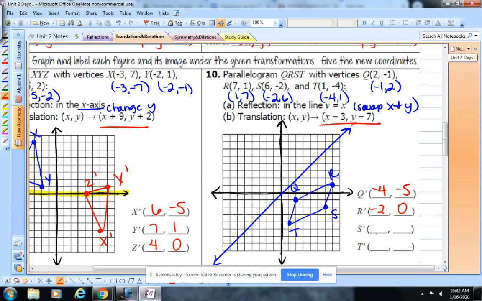0. And then for s, what's -2 minus 3? -5. And what is 6 minus 7? -1. And then for t, what is -4 minus 3? And what is 1 minus 7? -6. So any questions about how we got those coordinates? All right, let's graph it, and then we'll see if our answer makes sense.